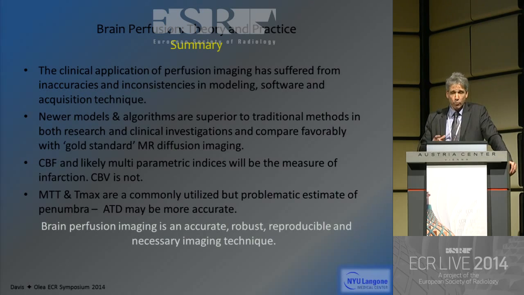And lastly, mean transit time and Tmax are commonly utilized but problematic indices of collateral flow and penumbra, but it may seem that arterial tissue delay may be a more accurate way of determining it. And hopefully, with newer models, newer algorithms, newer techniques, we can have an accurate, robust, reproducible, and necessary imaging technique with brain perfusion imaging.